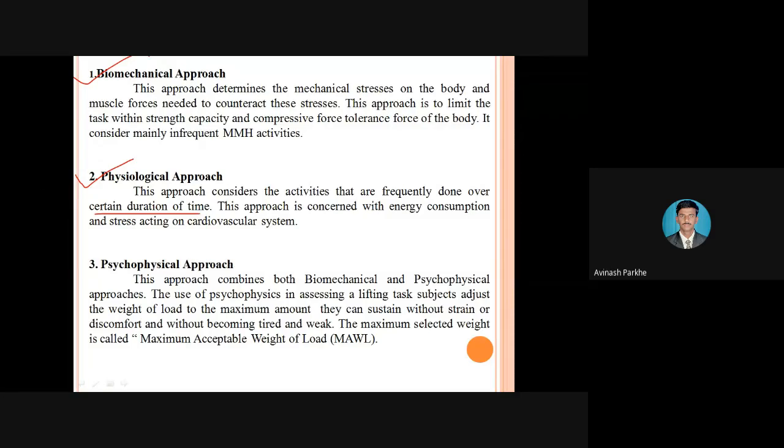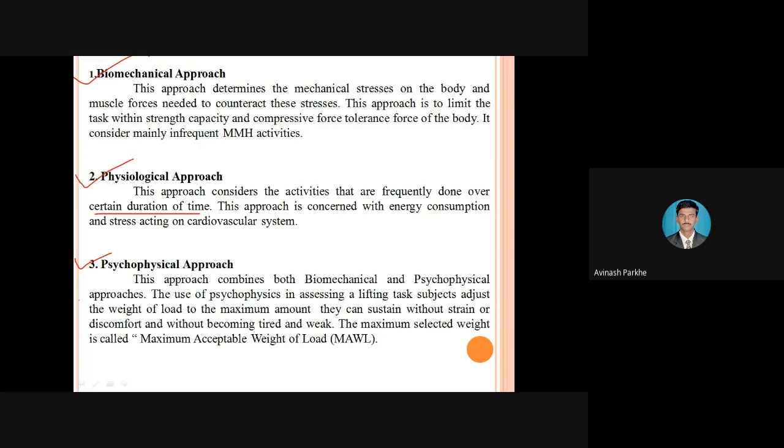under the physiological approach. And the last approach, psychological, its name itself suggests that it depends upon the psychology of that particular operator. If the psychology of the operator is that I can handle the 30 kg load very easily, then he can handle it very easily. If the psychology of the operator is not there, like I cannot handle the 30 kg load, it is not possible to handle that 30 kg load. Therefore, this psychological approach is the combination of biochemical and the physiological approach. It depends upon the psychology of the operator.